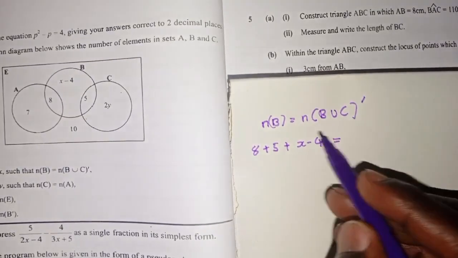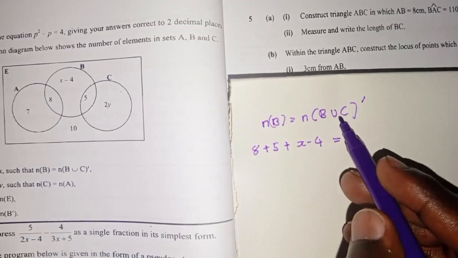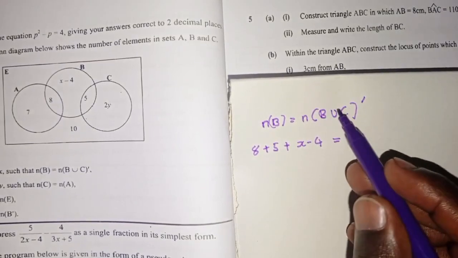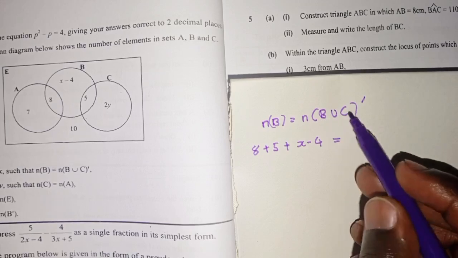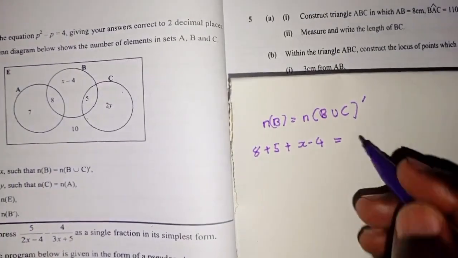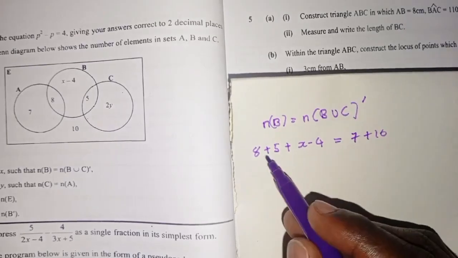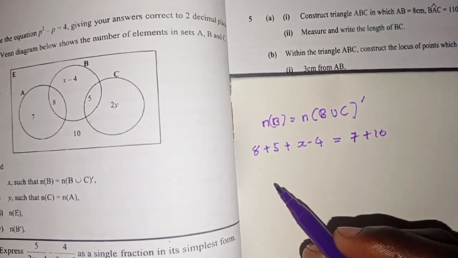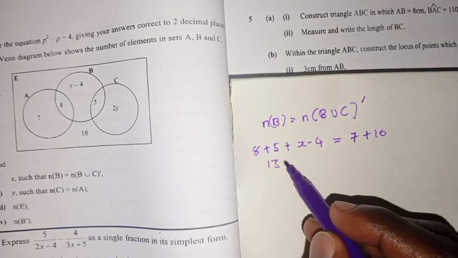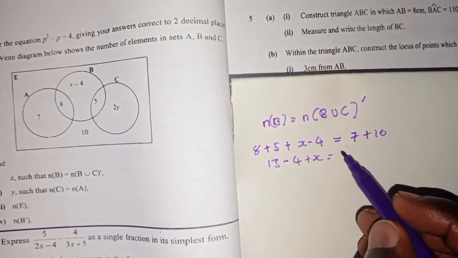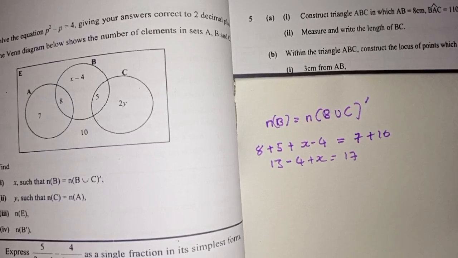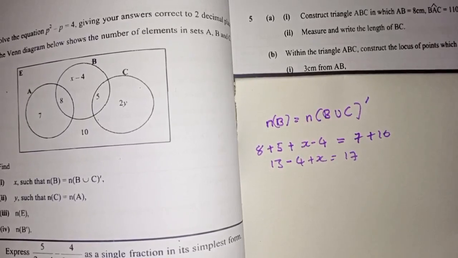Then is equal to the number in, so what is B union C complement? The complement here says nothing that is in B union C, absolutely nothing. Don't list anything in B union C. So the numbers outside B union C are 7 and 10. So 7 plus 10, you can put the like terms first. So this is 13, then minus 4 plus x is equal to 17. What do we get here? 13 minus 4, okay. But we can find our answers.